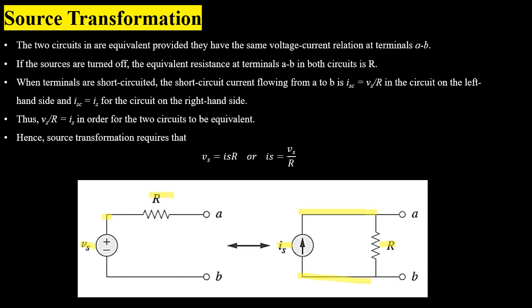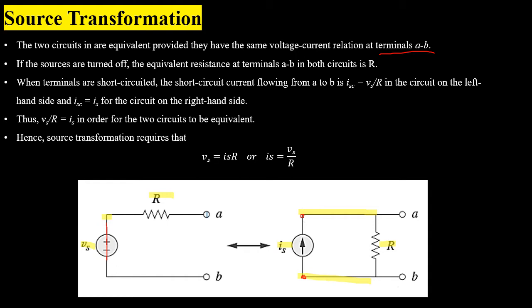If the sources are turned off, the equivalent resistance at terminals A and B in both cases is equal to R. If the voltage source is turned off, it will be replaced by a short circuit, whereas the current source will be replaced by an open circuit. So the equivalent resistance at terminals A and B in both cases will be equal to R.